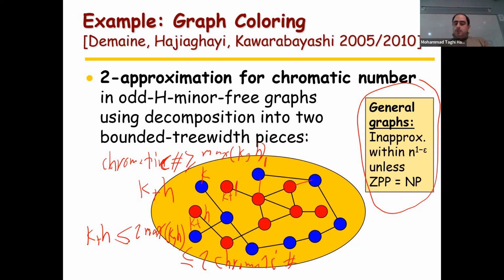So this is a 2 approximation for the chromatic number, which is a very hard problem, but on H-minor free graphs, or all the H-minor free graphs which are more general than that, we can actually solve it and get a 2 approximation.